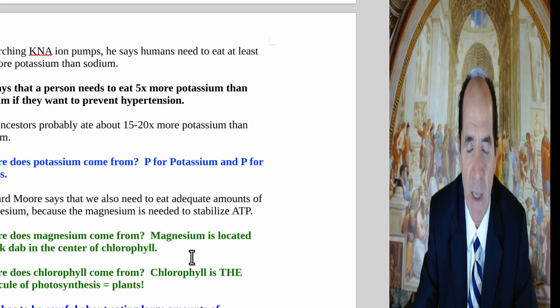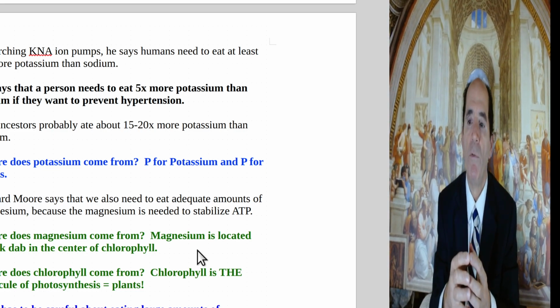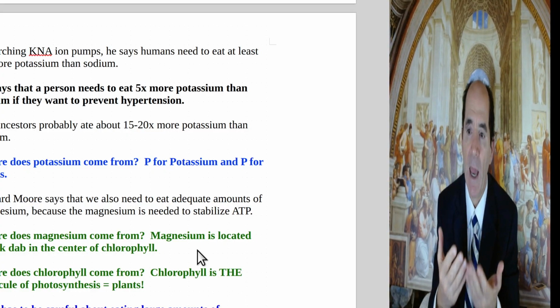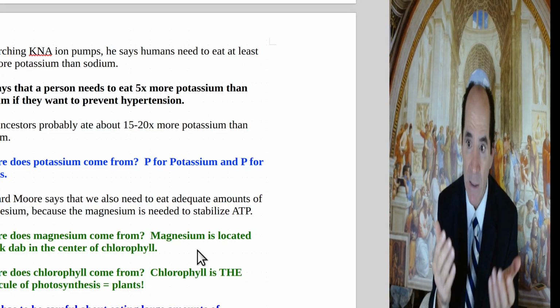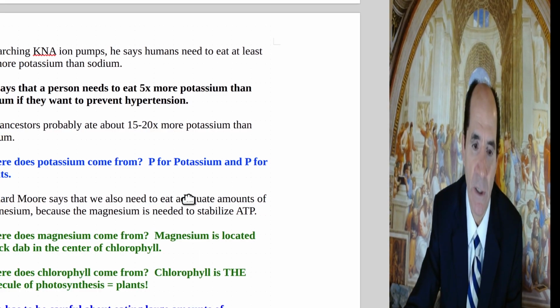P for potassium. Potassium comes from plants because it's an intracellular ion. So if you eat a whole food, that means the cells are intact, and when you eat it, you get the potassium. You get the magnesium. Magnesium is located in the center of chlorophyll.